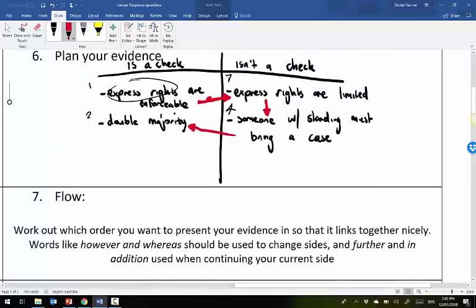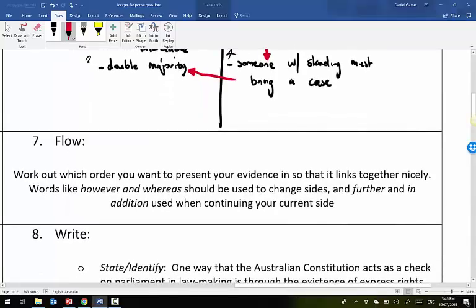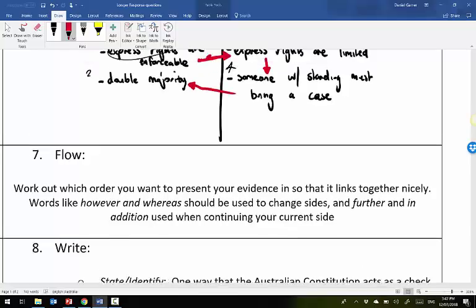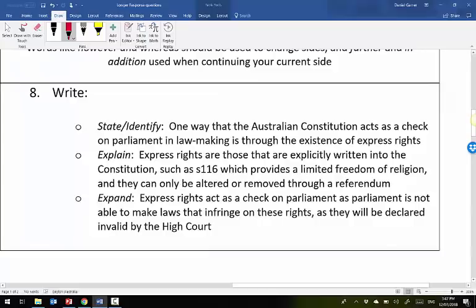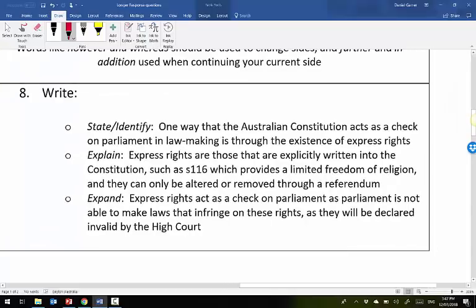We know with this, there's 5 different checks, constitutional checks on Parliament in lawmaking, or 5 different areas they've given it. So there's about 15 different bits of evidence I could use. And without actually planning it out and figuring out what the best pieces are to get a good flow together and make a good argument, we're not going to write the best answer that we can. So it's really important that we do all of these things before we start writing, and only then do we get to the point where we actually write out our answer.